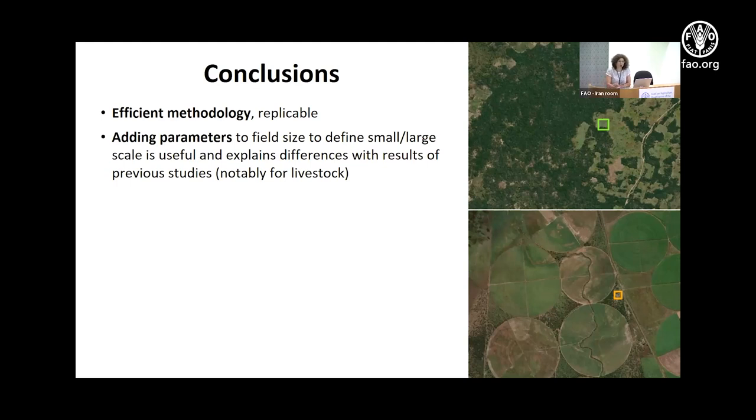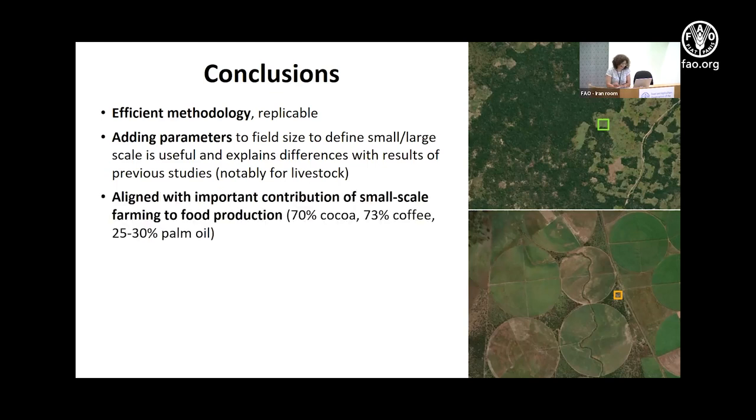And this was particularly important in the case of livestock. What we found out is that these results are aligned also to some other data from other studies that show the important contribution of small-scale farming to food productions. Some studies show that, for instance, 70% of the cocoa production is linked to smallholders, 73% of the coffee, and 20 to 30% of the palm oil. So it's in line with these findings.